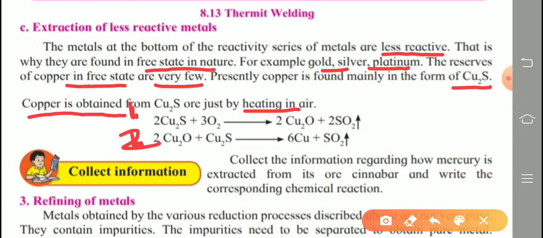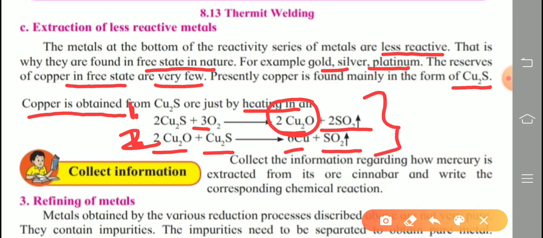Now, copper sulfide is heated in air in the first reaction. What happens? It reacts with oxygen. Copper sulfide is converted into copper oxide plus SO2, sulfur dioxide gas, which is released. Now this copper oxide reacts again with copper sulfide in the second reaction, and copper is obtained plus SO2, sulfur dioxide gas, released in air. So with the help of these two reactions, copper sulfide is converted into copper metal.